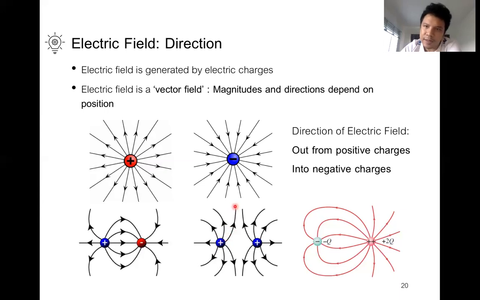Another point to be observed is that the electric field lines will not cross each other. They are not going to be in this way and in this way, but they try to avoid crossing.